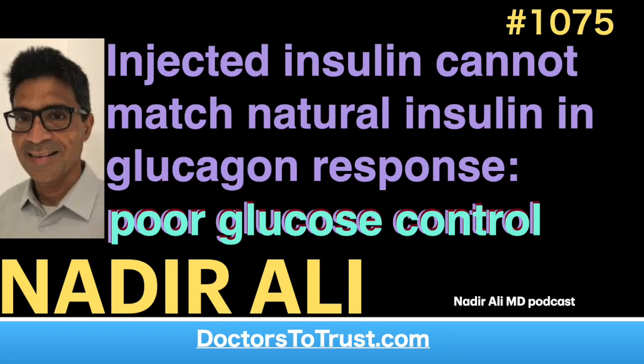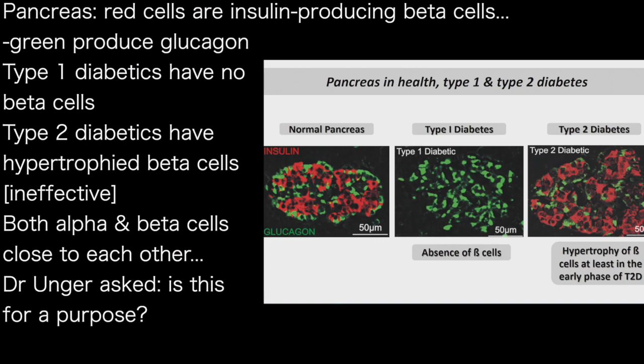To elaborate a little bit more on his work, these are images of pancreas. On the left panel is a normal pancreas. And what you see out there is the insulin-producing red beta cells, and the green cells are the glucagon-producing cells. Type 1 diabetics don't have any beta cells, so they don't make any insulin. And type 2 diabetes has hypertrophied cells in terms of their beta cells. But what's important is that there is close juxtapositioning of the alpha and beta cells.